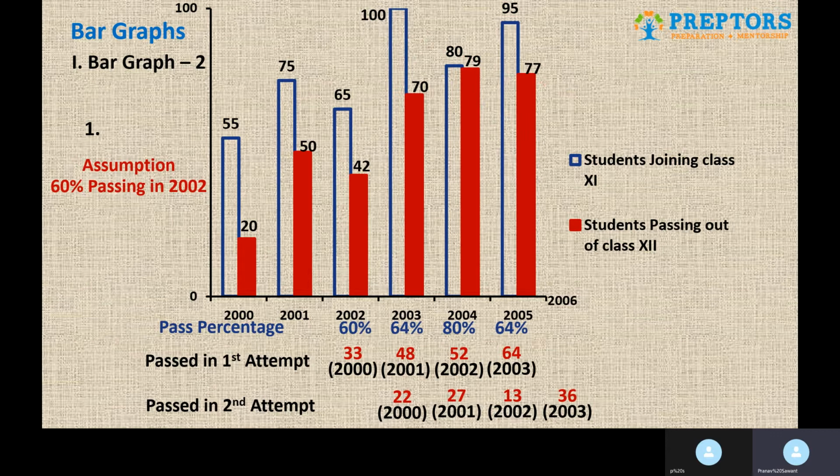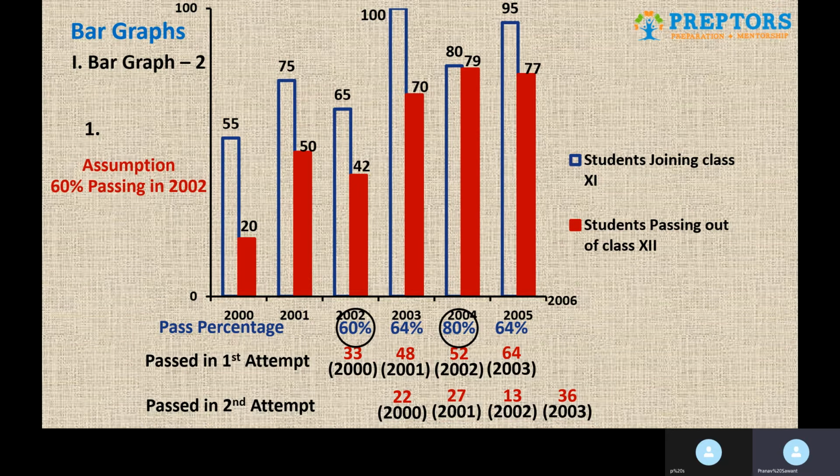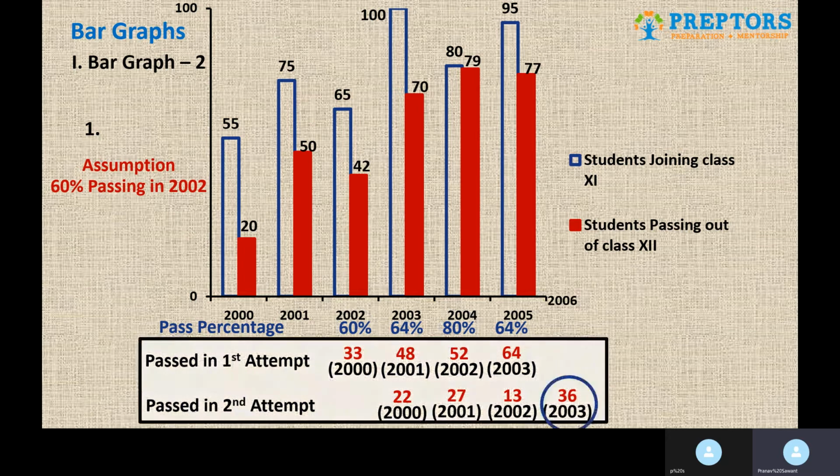Now the pass percent in 2002, 2003, 2004, 2005 is 60%, 64%, 80%, 64% respectively. Now we need to calculate, and it is given that the pass percent is minimum 60% and maximum 80%. So minimum 60 and maximum 80, that means these two values we will consider. Hence I can say that 36 is the correct answer.